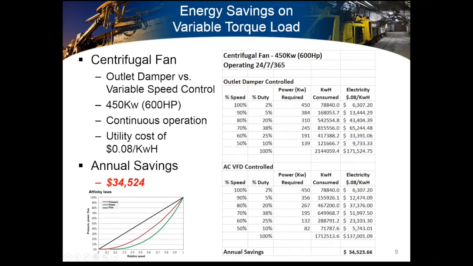In this case, to run that fan with an outlet damper at that duty cycle, it would cost $171,524 per year. Compare that to operating on a variable frequency drive, which would only be $137,000. So that's a $34,524 savings annually. That goes a long way towards justifying the addition of a drive into this application.